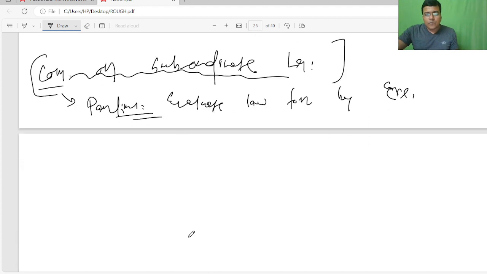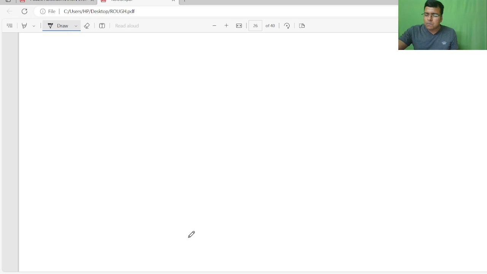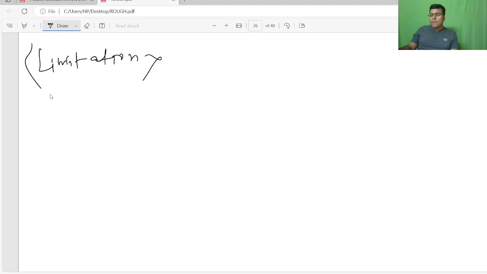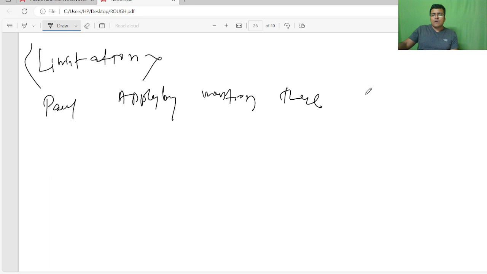So these are all parliamentary control over public administration. So there are certain limitations before it, and these limitations are mentioned by Paul Appleby.